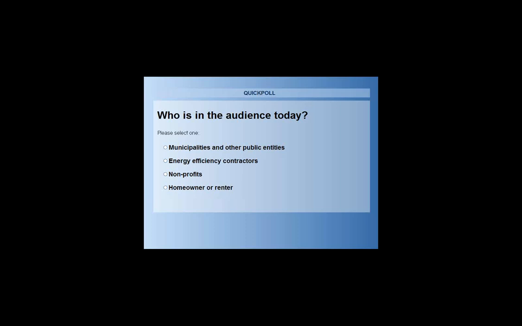Okay, with just about 70% of those voting, we've got 70% municipalities or public entities, 0 energy efficiency contractors, 27% nonprofits, and 9% are homeowners.